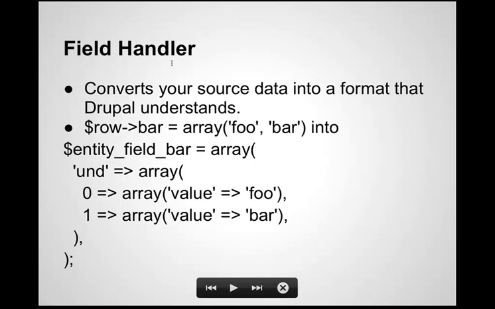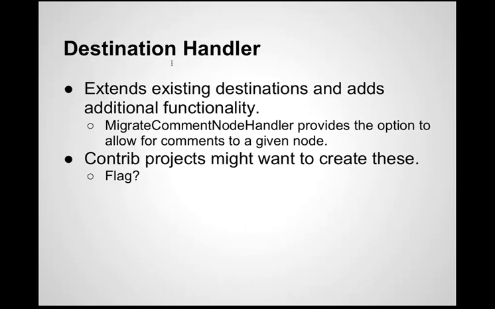We can skip over this one. We'll get into that a bit later. The destination handler, I'm just bringing it up. It's to add functionality to existing destinations that are there. So like if you have nodes and they're supposed to have comments, this is one of the things that could have it. Or flags, that would be another way to do it using destination handlers.